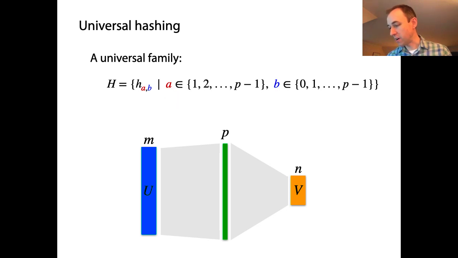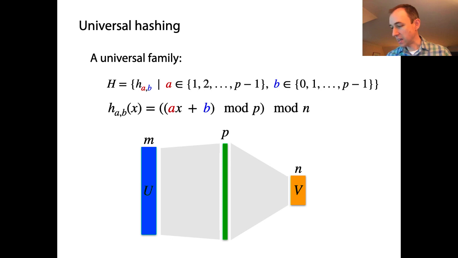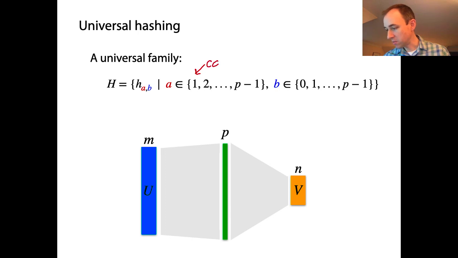So a can vary from 1 up to p minus 1, the prime minus 1. And b can vary from 0, 1, up to the prime minus 1. Okay? So just note, a can't be 0.